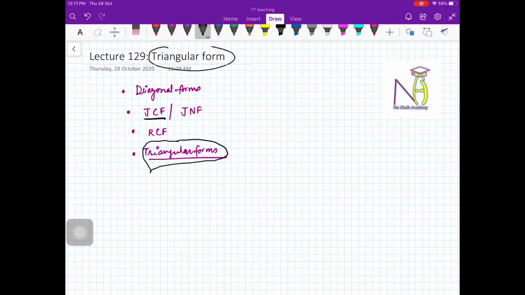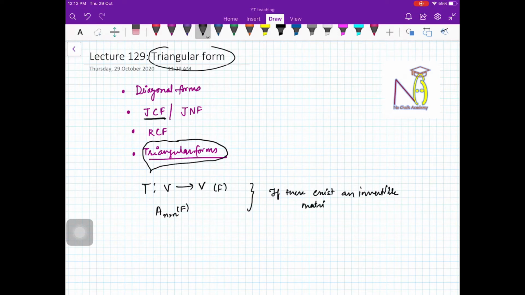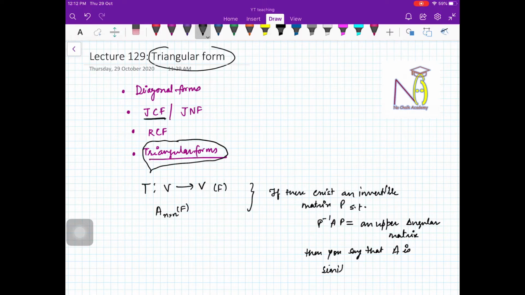Suppose you have a linear transformation T from V to V, or you have a matrix A of size, say, n cross n over the field F. Then if there exists an invertible matrix P such that P inverse AP is equal to an upper triangular matrix, then you say that A is similar to a triangular form, or you say that A has a triangular canonical form.